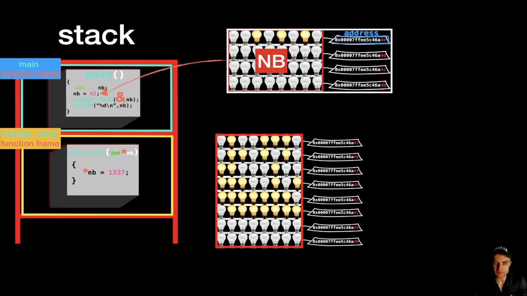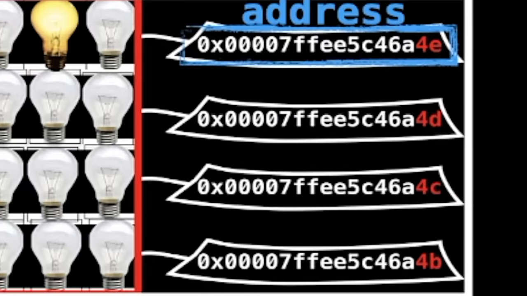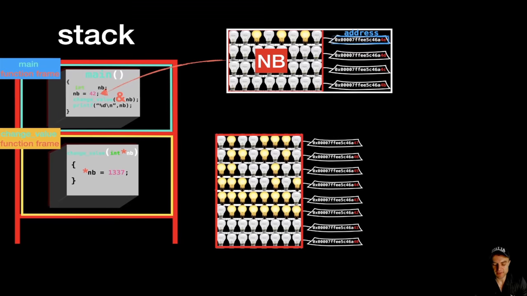So this variable contains the address of another variable. And if you watch carefully, you see the binary configuration of this variable, which is exactly the address of nb. So this pointer is a special kind of data that is able to point somewhere in my memory. We can make indeed reference to something which is not here, not in my local function frame. Indeed, when we say dereference, we mean reference to something which is not here, which is far.